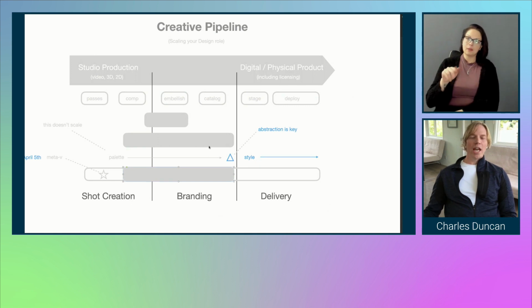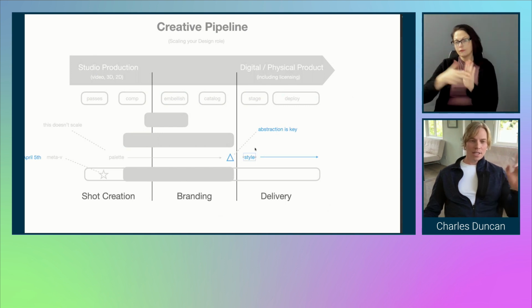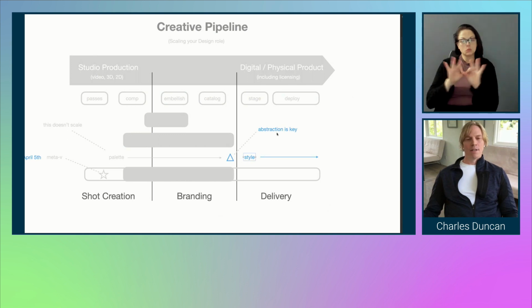And so the challenge with that is that the reason why you have trouble scaling your role as a designer is because you work with color palettes. Color palettes do not scale. You have to work with style, which, by the way, the entire tech industry works on style, CSS, cascading style sheets. You need to start looking into that. An abstraction of your brand into style is the key to getting there fast.